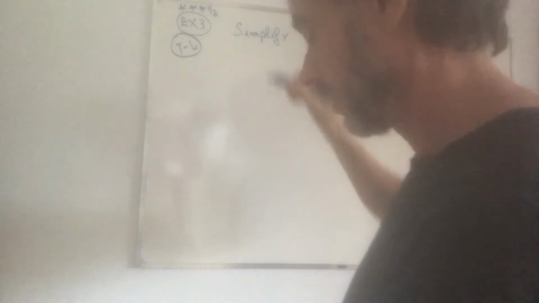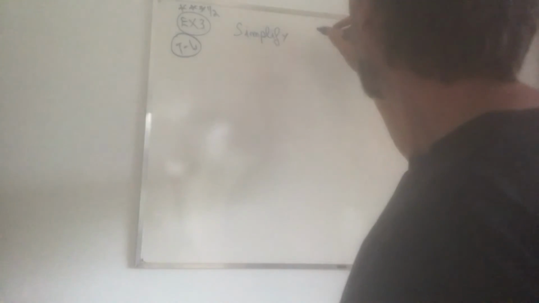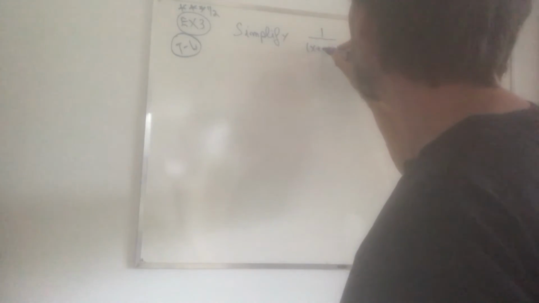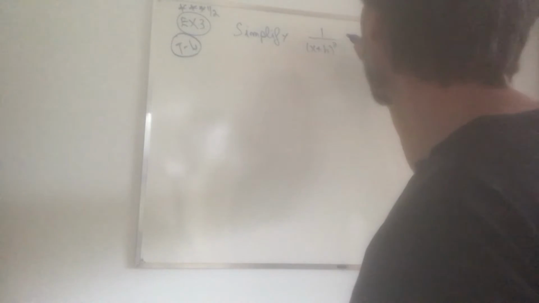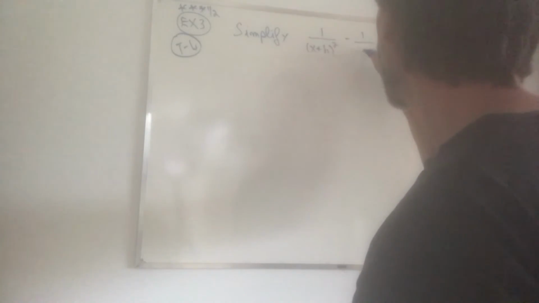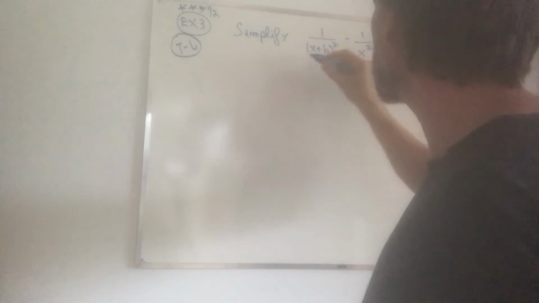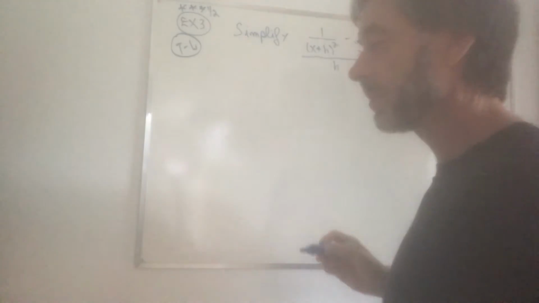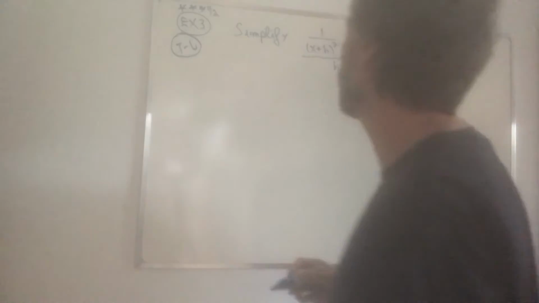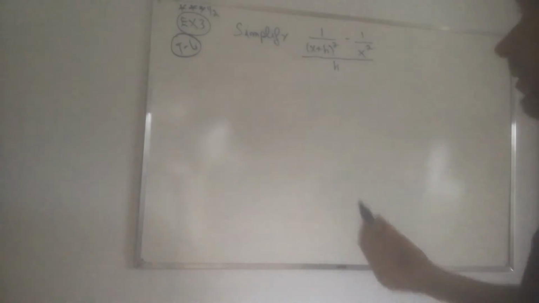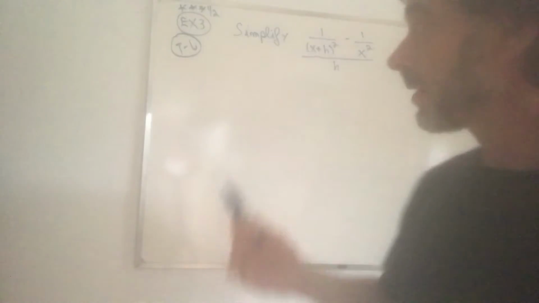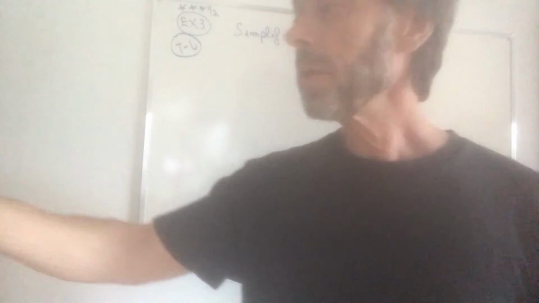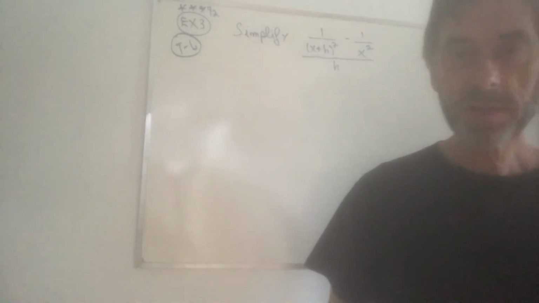What do we got here? 1 over x plus h squared minus 1 over x squared, all divided by h. All right. Once again, complex fractions, 1, 2, and 3. How do you suggest we tackle this?